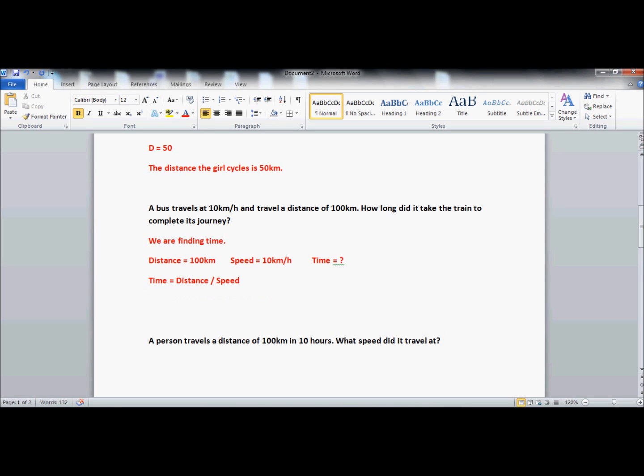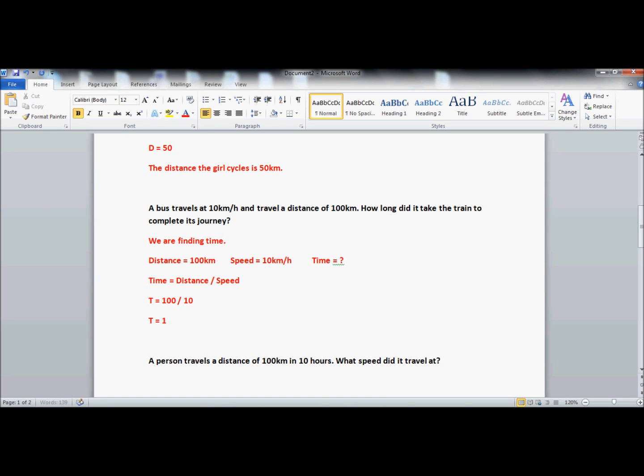Now we're just going to fill in the values with the ones we know. t is the unknown value, distance is 100, and speed is 10. So the time equals 10. That is 10 hours, simply because it's kilometers per hour. That's the time value we use. If it was kilometers per minute, it'd be 10 minutes. Simple, right?